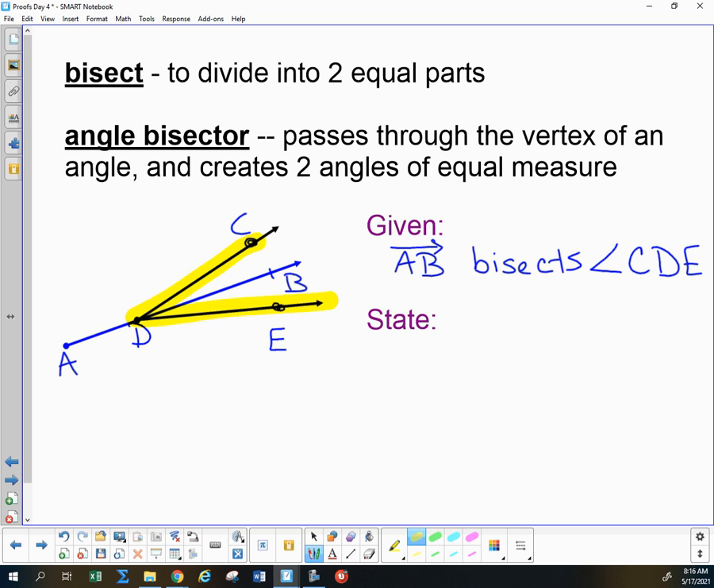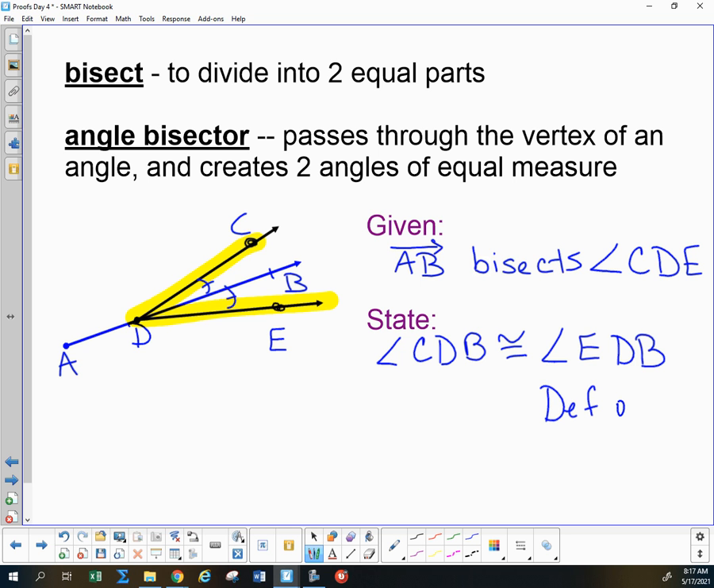So what I can say there would be angle CDB, the top half, is congruent to angle EDB or BDE, depending on which way I need it. I would mark those on my proof as being congruent, and my reason for that would be definition of bisect.